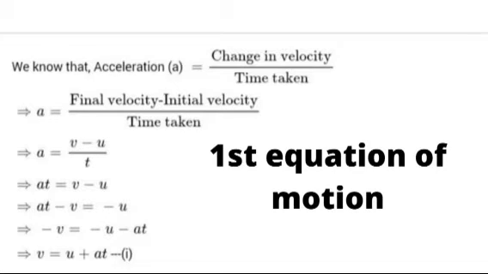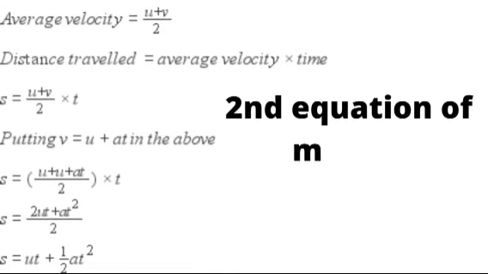The first equation of motion is as above: v equal to u plus at, where v is the final velocity, u is the initial velocity, a is the acceleration, and t is time. The initial velocity refers to the velocity of the object before acceleration was applied. Remember, we said acceleration is change in velocity, and then the final velocity is the velocity after acceleration.